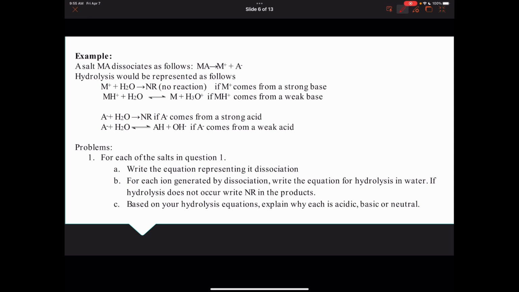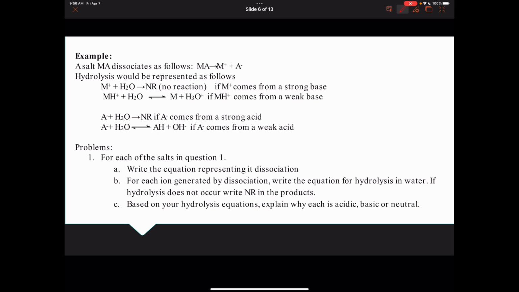Now hydrolysis would be represented as follows. My metal cation, when we put it in with water, there's going to be no reaction if that metal cation comes from a strong base. If that metal cation comes from a weak base, it's going to look more like an MH+. That MH+ is going to donate a hydrogen to water, producing hydronium.